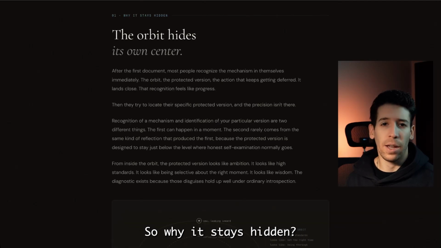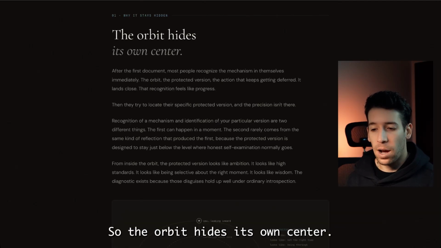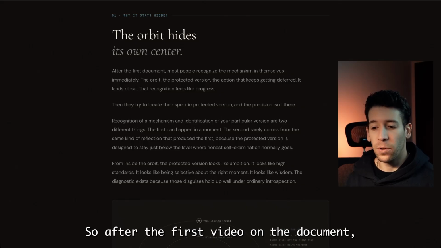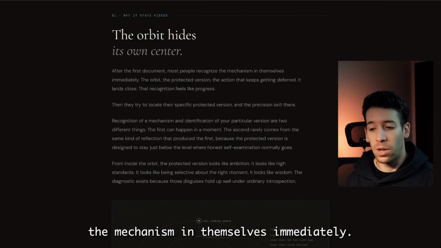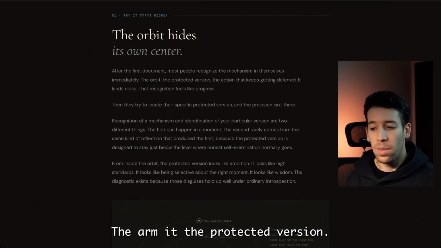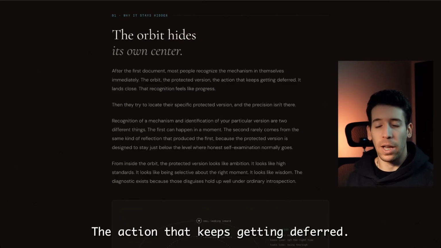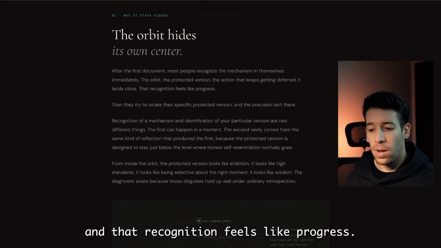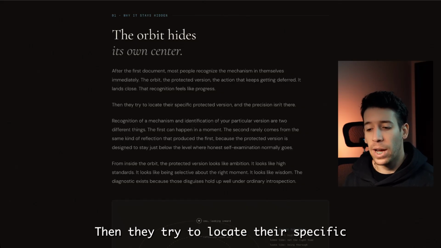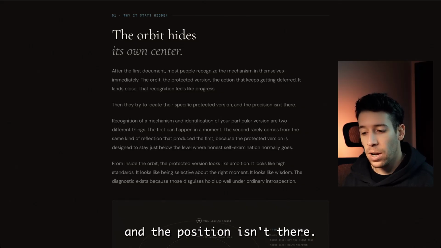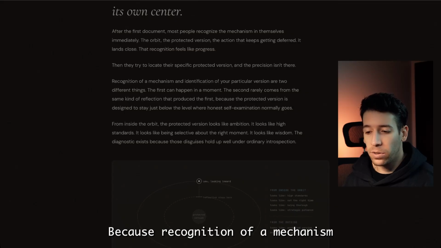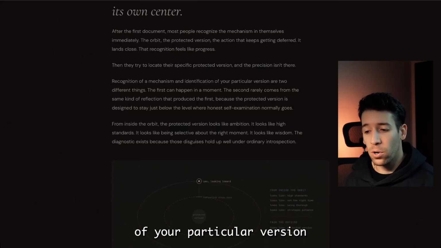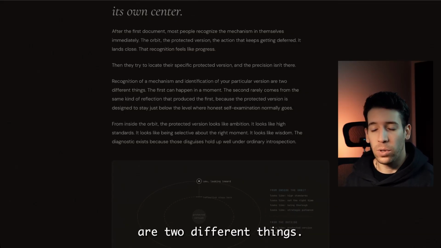So why does it stay hidden? The orbit hides its own center. After the first video and document, most people will recognize the mechanism in themselves immediately. The orbit, the protected version, the action that keeps getting deferred, it lands close, and that recognition feels like progress. Then they try to locate their specific protected version, and the precision isn't there, because recognition of a mechanism and identification of your particular version are two different things.